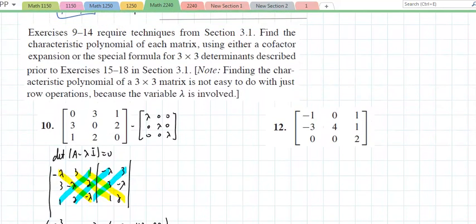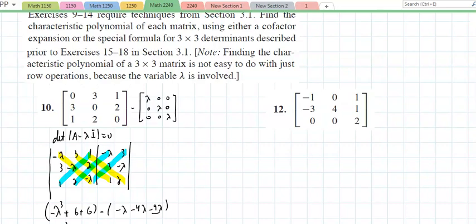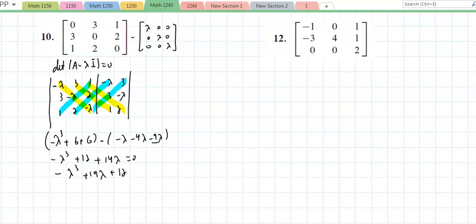It says, technique 3.1, find the characteristic polynomial of each matrix. Use either cofactors or 3 by 3, right? It says in 15 through 18, oh, you know what? In 15 through 18, find the characteristic polynomial. It's not easy to do so without row operations because lambda is involved. All right, that's not a problem. It's all the same. I don't know why I copied those directions. Oh, that's the description prior to 15 through 18. Okay, I get it. I'm sorry.